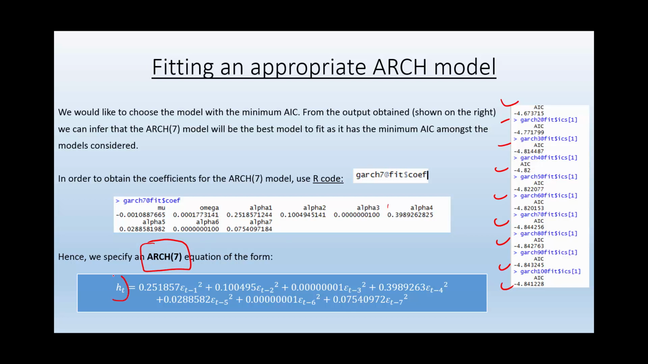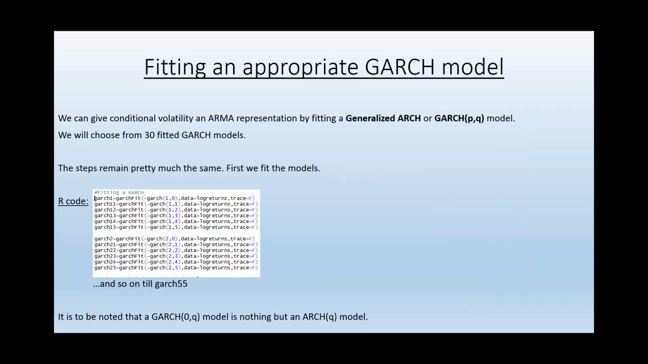So your ARCH model is like this. You can find the volatility using this particular expression. There are 6 terms, I guess, right? 7, right? Yeah, 7, because it is ARCH(7). So there are 7 lags here, and we have found it out. That's the ARCH model. How do we fit a GARCH model?